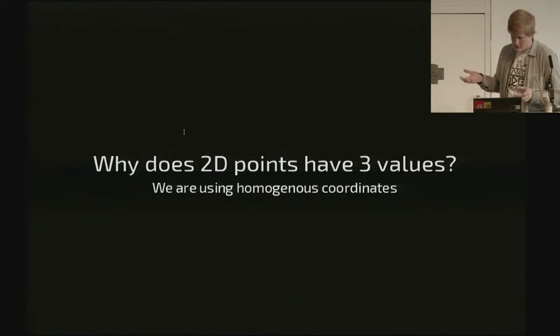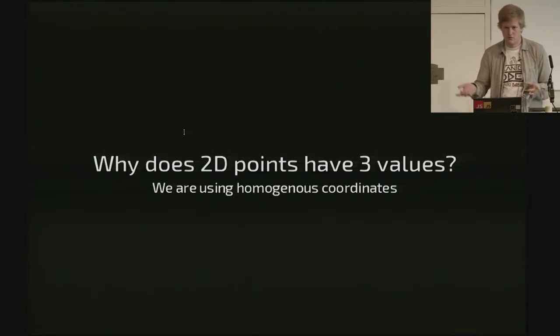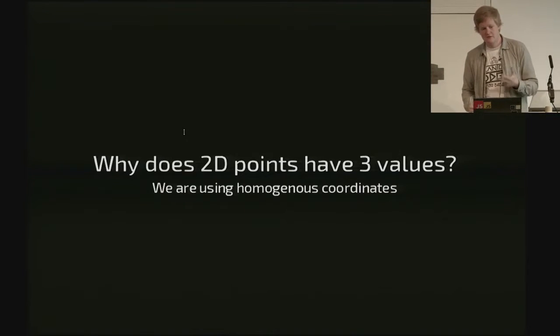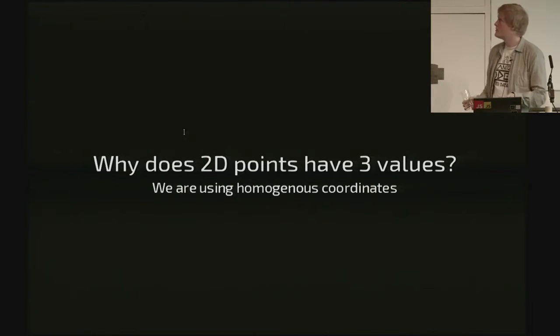But after the previous slide, you might have some questions percolating in the back of your heads. Why do we have 3 values defining the point in a 2-dimensional space? And why is the third component set to just 1?